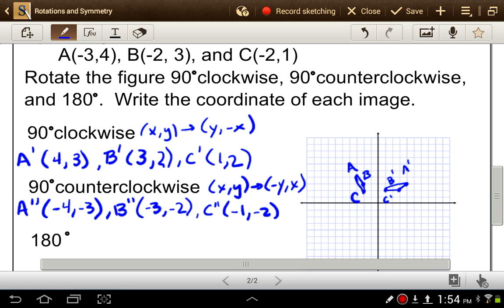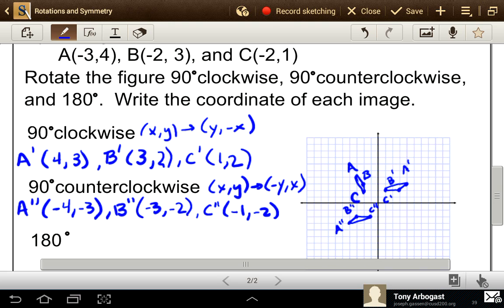So A double prime is negative 4, negative 3. Okay, B double prime is negative 3, negative 2. And C double prime is negative 1, negative 2. So when I do that, here's my A double prime, B double prime, and C double prime. Okay? Now I have my 180-degree turn.